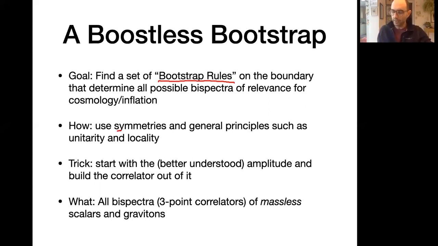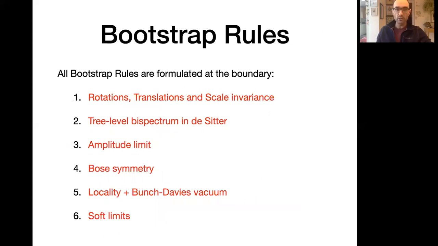And I'm going to use four things: symmetries, unitarity, locality, and a choice of vacuum. And I'm going to be able to compute, actually, I think these rules give you all possible bispectra for massless scalars and gravitons, although I'm only going to show you some of them in this talk. And so here are the rules.